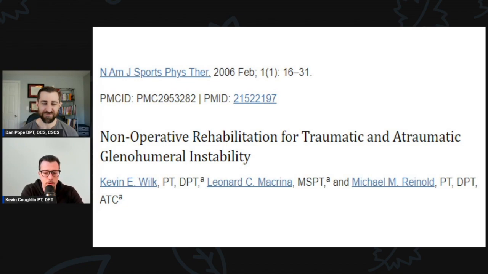So Wilk, Macrina, and Reinhold. Nice. What a trio. Leonardo, McCreesh. Yep. Michael Reinhold. Yes. Yeah, we know those guys.